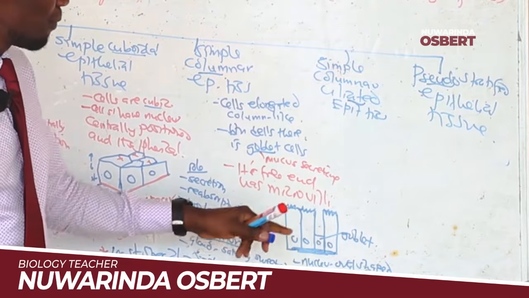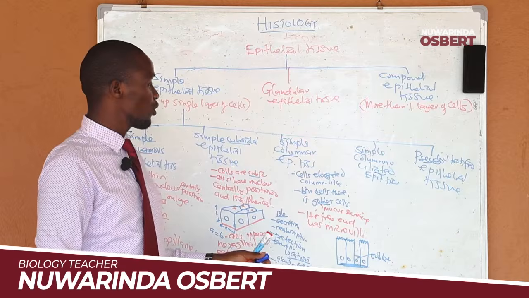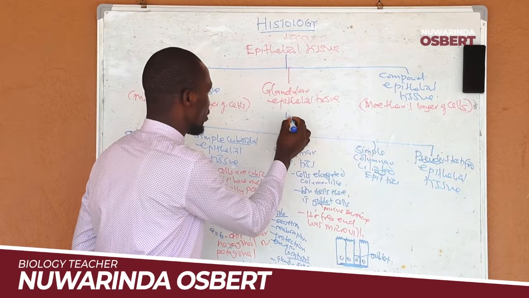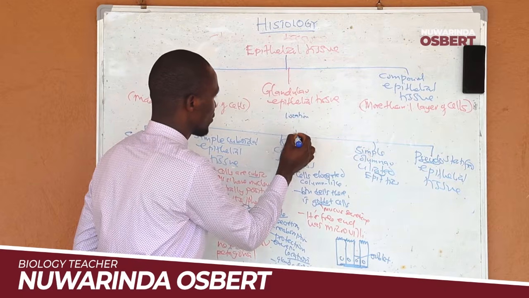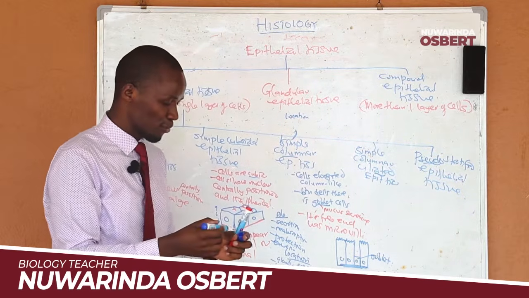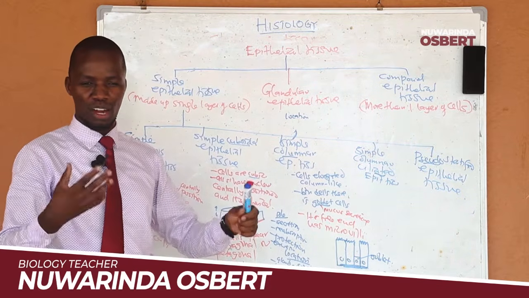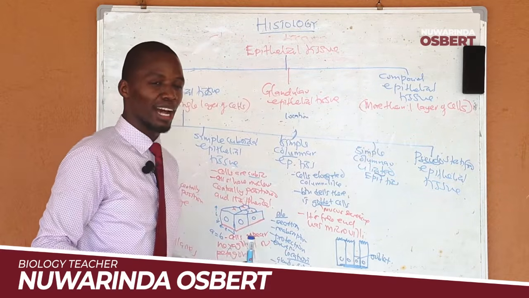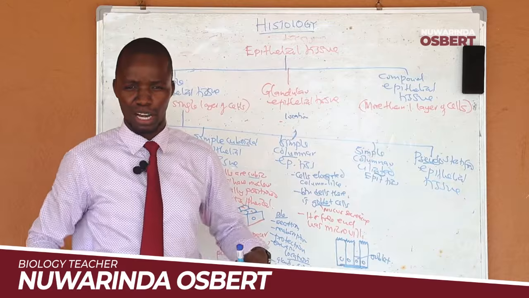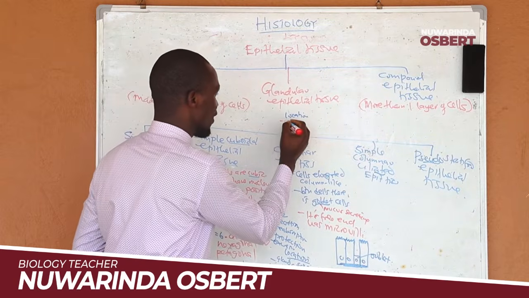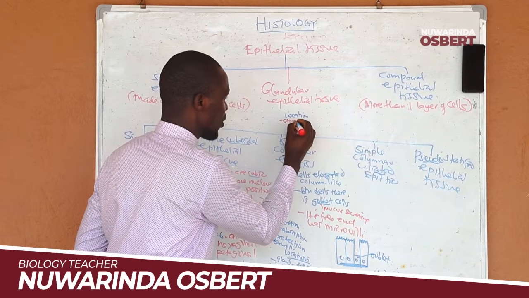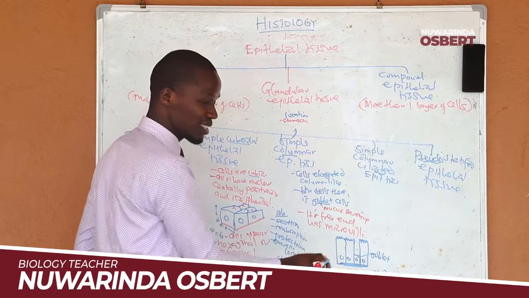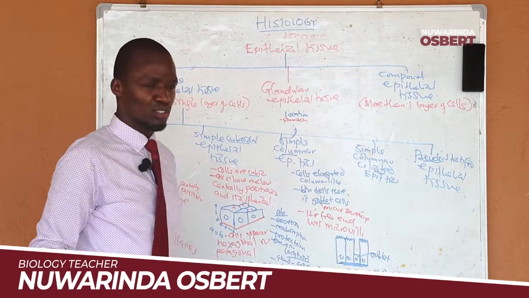Near the basement membrane. Now, if they ask you what's the location, where is the location of such a tissue? You ask yourself, where do I have mucus in my body? I know some of you are now thinking about the respiratory system. We have mucus, for example, in our stomach. The stomach walls produce mucus. Why? Because of the goblet cells. So this tissue is found in the stomach walls.